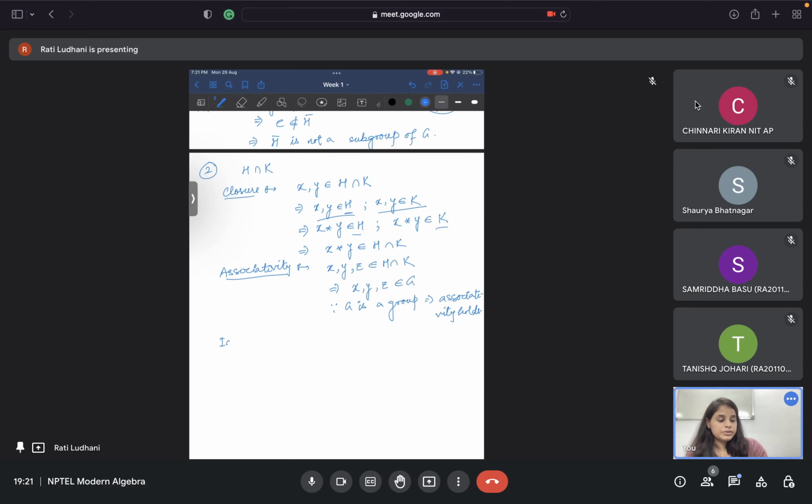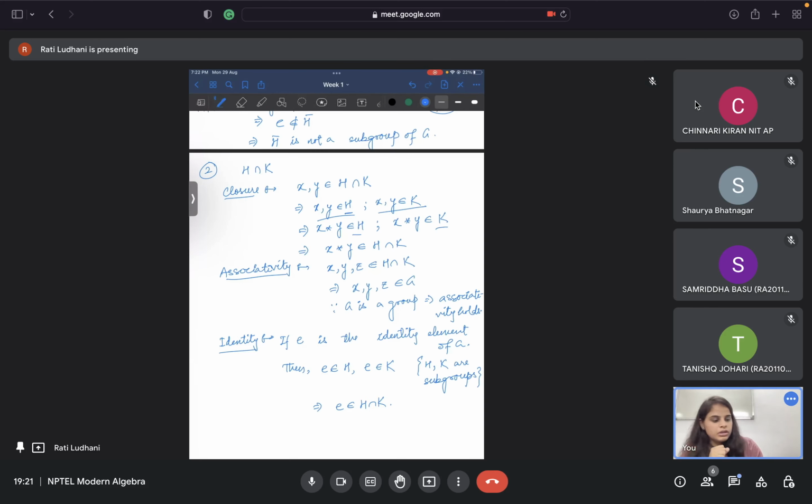Third one, identity. Now tell me about identity. Let's say e is the identity element, which definitely belongs to H and K, right? If e is the identity element of G, then e belongs to H and e belongs to K because these are subgroups. H and K are subgroups, so they are groups themselves. So this implies e belongs to H intersection K.